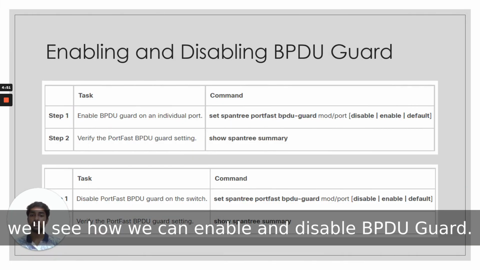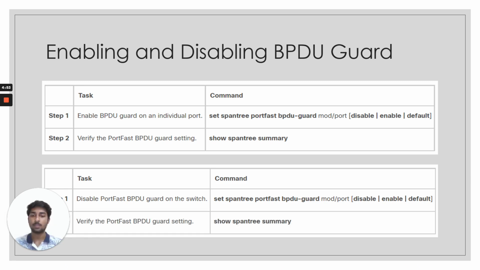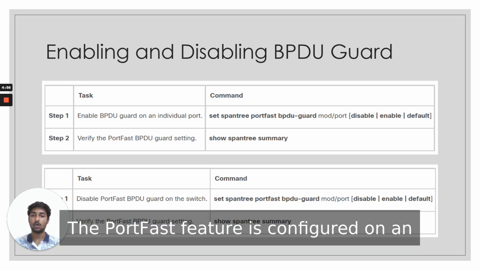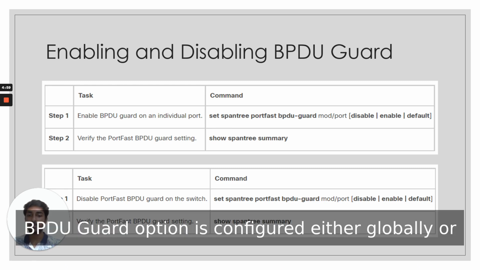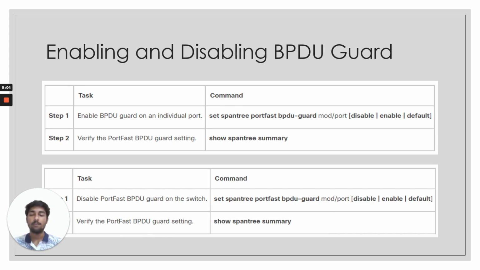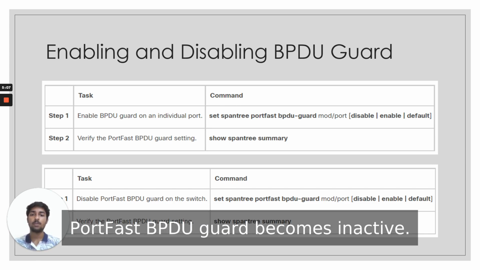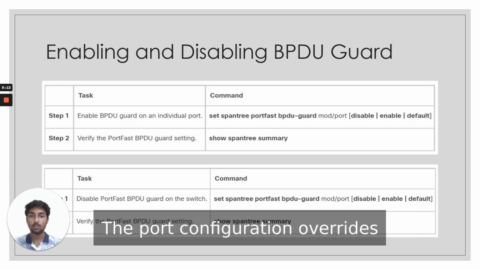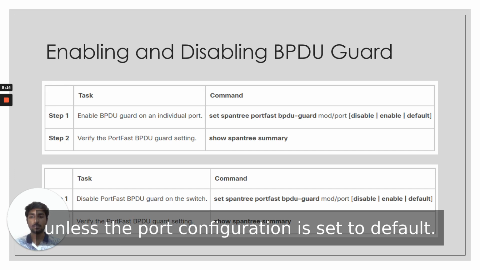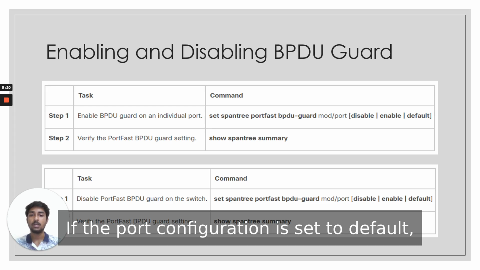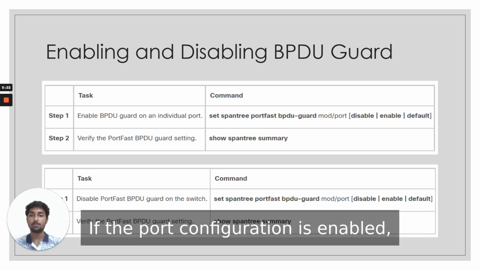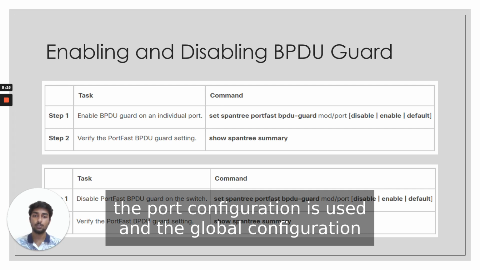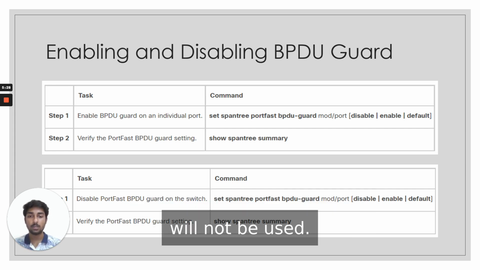Next, we'll see how we can enable and disable BPDU guard. The port fast feature is configured on an individual port, and the port fast BPDU guard option is configured either globally or on a per port basis. When you disable port fast on a port, port fast BPDU guard becomes inactive. The port configuration overrides the global configuration unless the port configuration is set to default. If the port configuration is set to default, the global configuration is checked. If the port configuration is enabled, the port configuration is used and the global configuration will not be used.